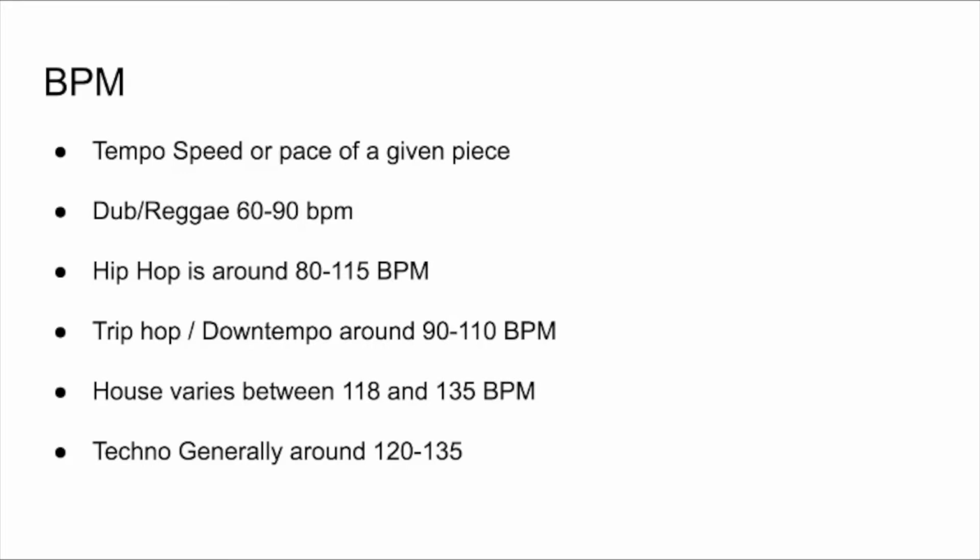Once reggae reaches about 100 BPM, it starts becoming like dancehall. Then you have hip hop between 80 and 115 BPM, trip hop and downtempo around 90 to 110 BPM, and house between 118 and 135 BPM. A sweet spot is usually around 120 in house, and techno generally around 120 to 135. Honestly, sometimes even more, and drum and bass is also more. So that's just so you have an idea if you ever want to mix.